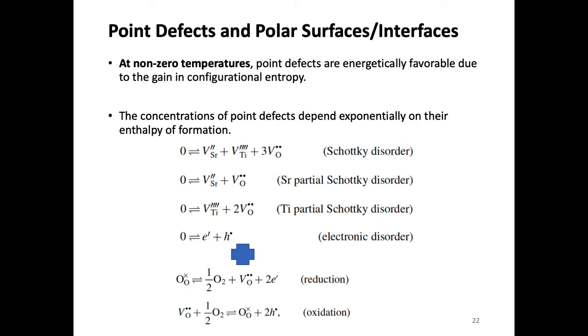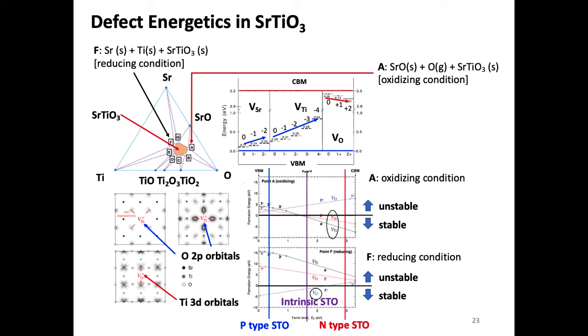And Schottky disorder can be subcategorized into strontium partial Schottky disorder and titanium partial Schottky disorder. And we can also think about electronic disorder. And on top of that, we need to bring the reduction and oxidation equations into the picture. So let's think about defect energetics in STO.